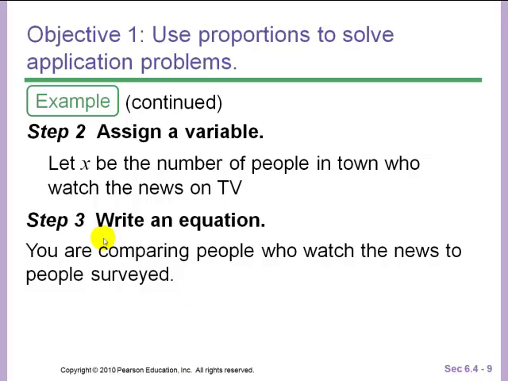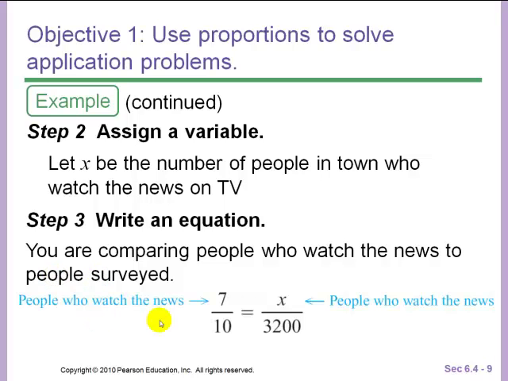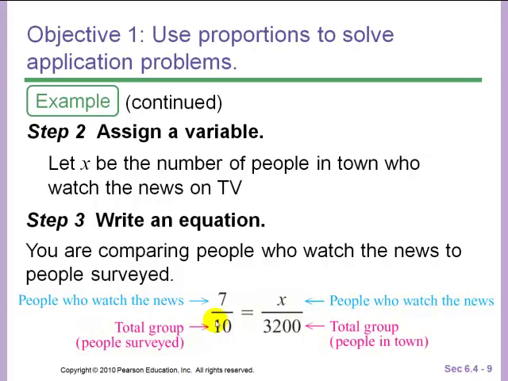In this case, we're comparing the people who watch the news to a total population, either the total population in the survey or the total population in the town. So we're comparing the people who watch the news, which was 7 out of our smaller group and an unknown number out of our total, to the total number. So the total in the group surveyed was 10, and the total in the town is 3,200. Notice how I didn't bother with putting the units, people, because both the top and the bottom had the same units. It was people compared to people, so that wasn't helpful.